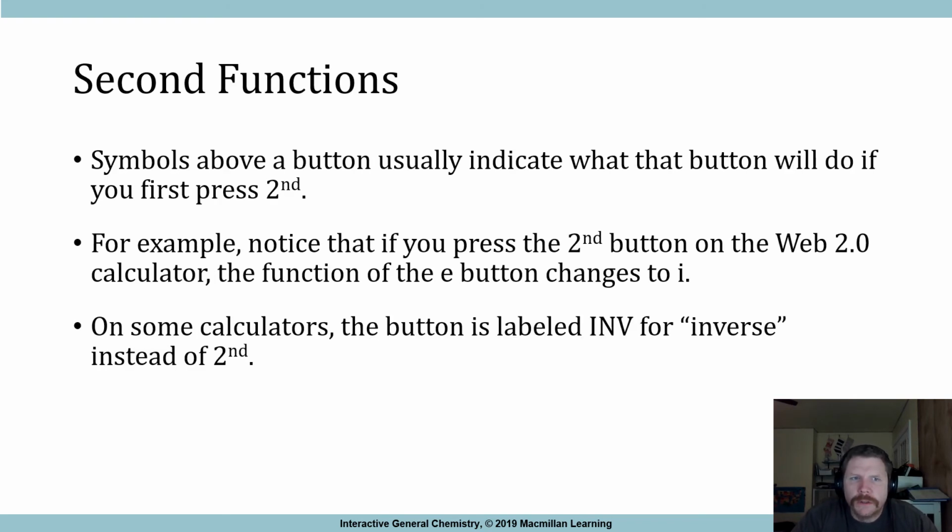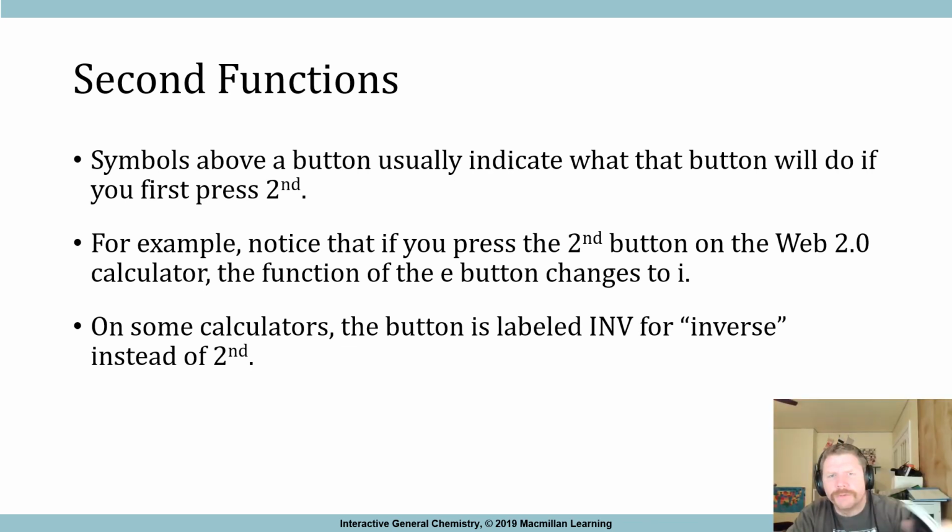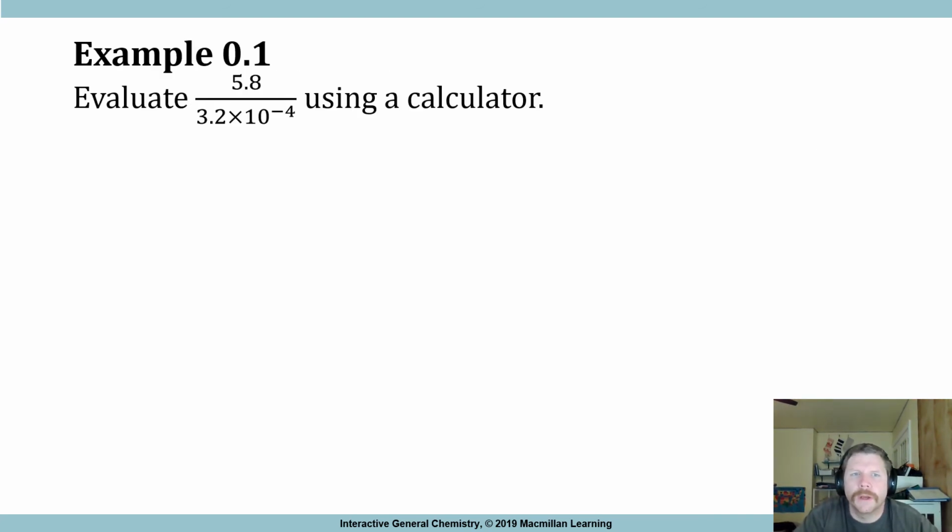Second functions. Symbols above a button usually indicate what that button will do if you press the second button. For me, I don't have a second, I have shift. There we are, shift, and that tells me that I can press that button and then press another button and get a different function.